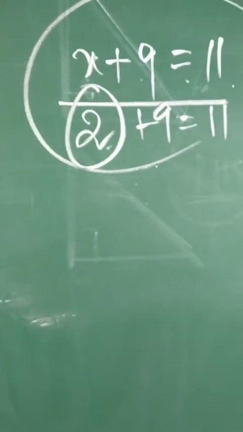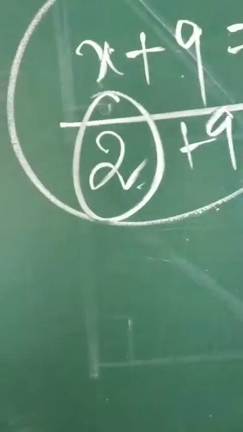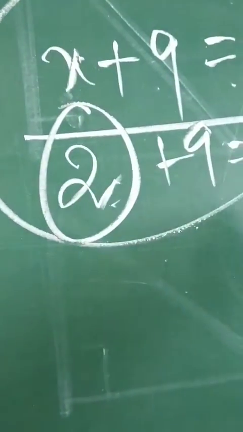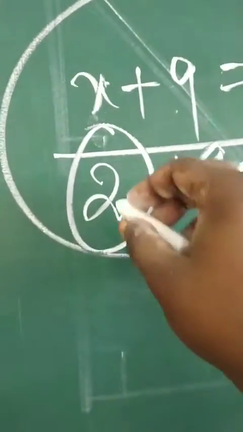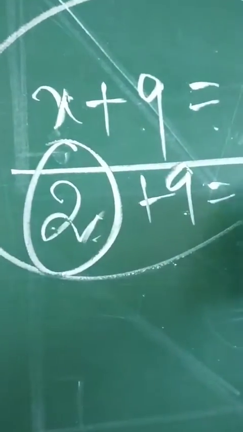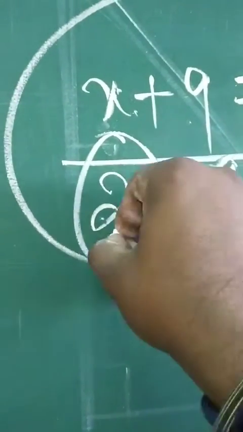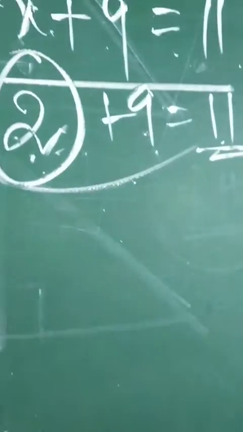Only 9 plus 2 results in 11. I'm generally considering 2 over here, but any other number can also be taken. So always 2 plus 9 results in 11. There is no other number than x. 2 added to 9 will result in 11.